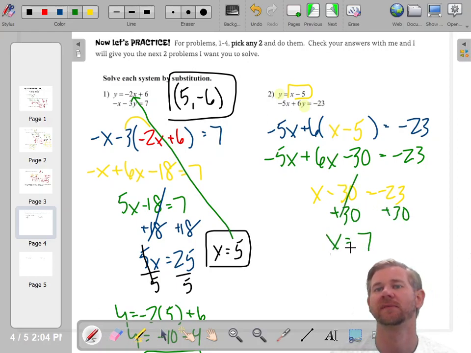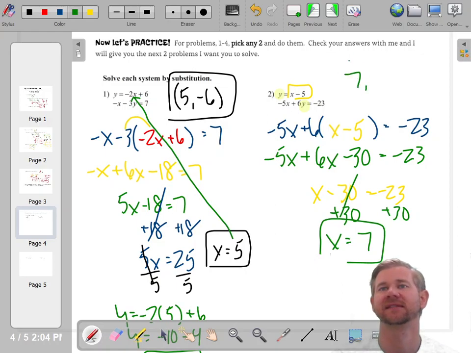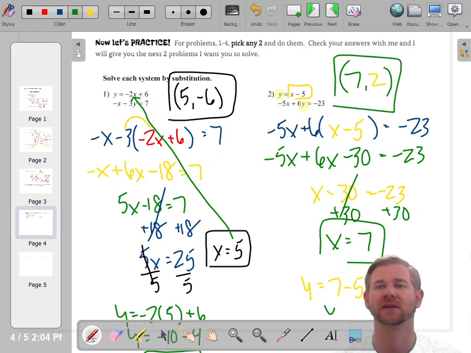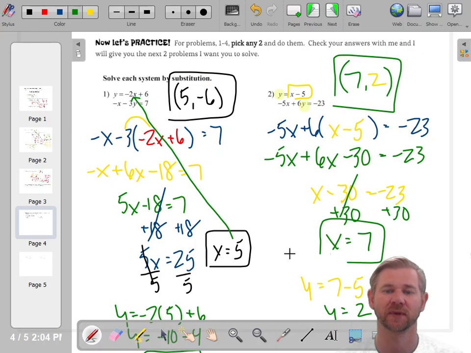30 and -23 make +7. So x is 7. And now again, I'll plug x right in. y equals, instead of x minus 5, I know x is 7. 7 minus 5 is 2. So the solution to this one is 7, 2, because 7 minus 5 is 2. Okay? So there's the first two.